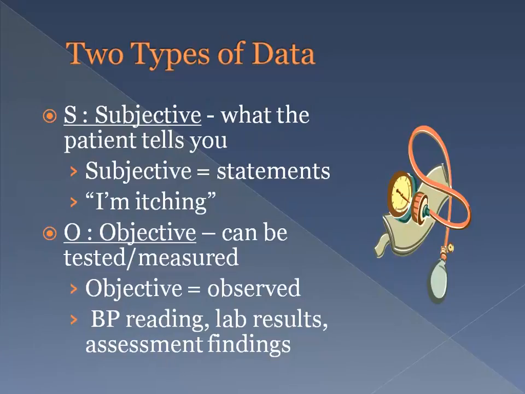So if the patient says they're having pain, or the patient says they're itching, that is subjective data. On the other hand, we have objective data. Objective data can be tested or measured. Objective is often observed. And examples of objective data would be your blood pressure readings, your lab results, or any assessment findings. So it's essentially anything you collect or observe.